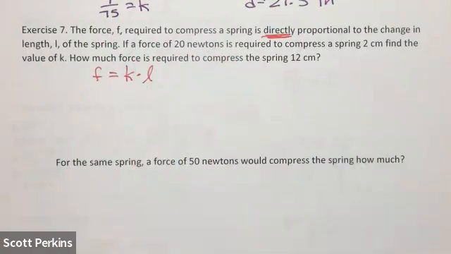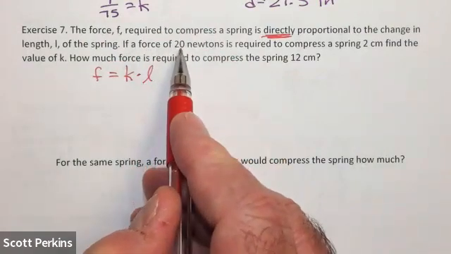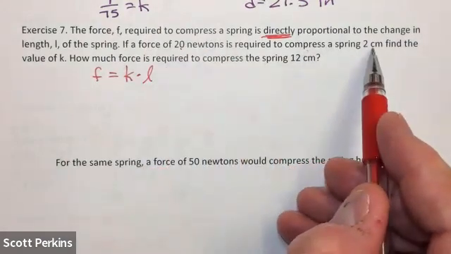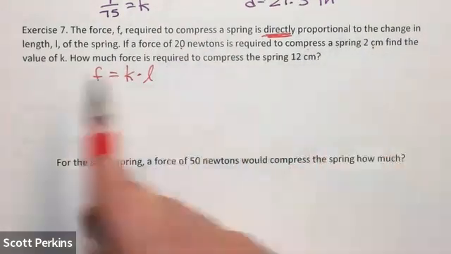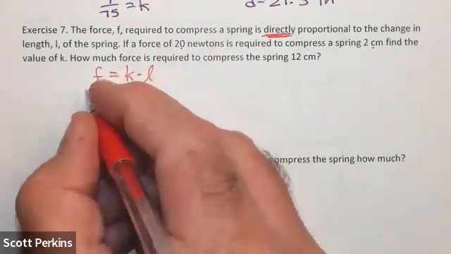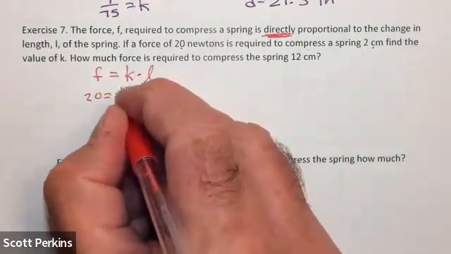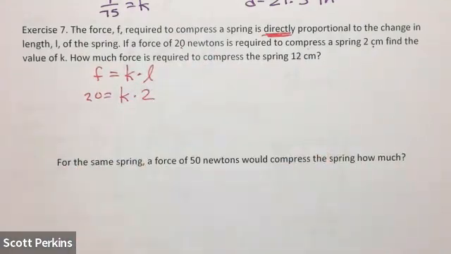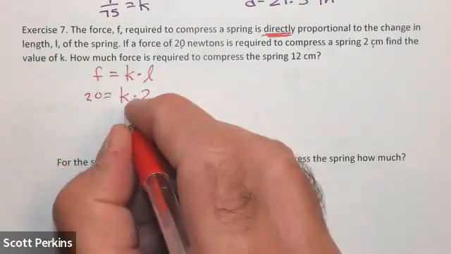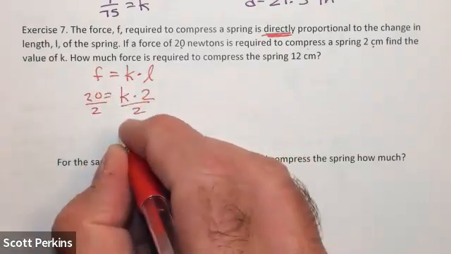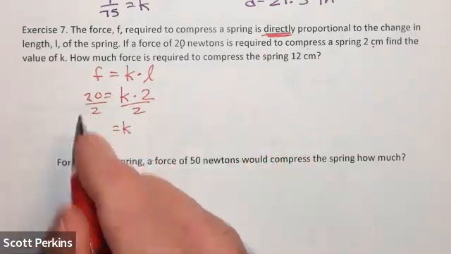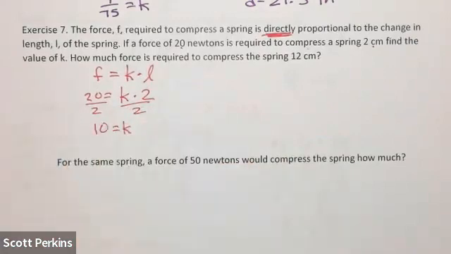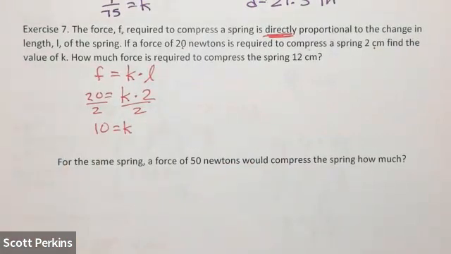Now I'm going to be given a relationship so I can figure out the constant. So if a force of 20 compresses the spring 2 centimeters, find the value of K. So the force is 20, and the compression is 2. Divide. 20 divided by 2 is 10. So K is 10. Just going to pause because I heard a couple people erasing.